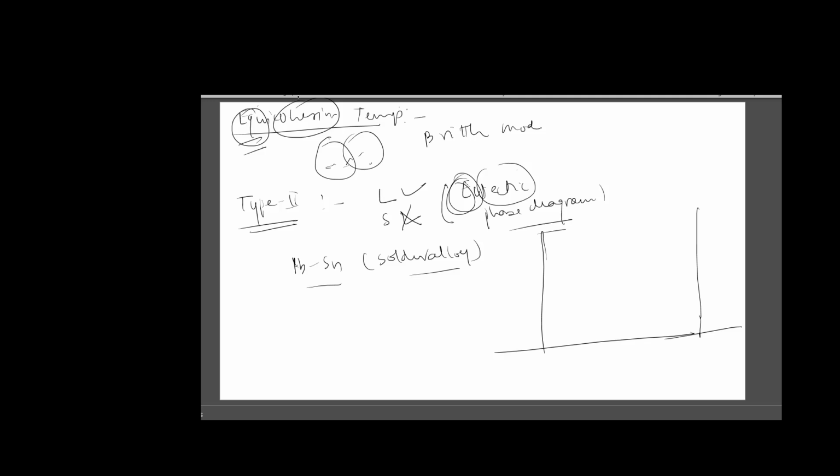So what happens is this: there is one notch, then this, and then there is one notch on this side. So this is alpha, this is beta, this is liquid. In between, if you draw any horizontal line, it will be alpha plus liquid. Here liquid plus beta, this is beta, completely beta, and below this will be alpha plus beta. This is an important point, eutectic.